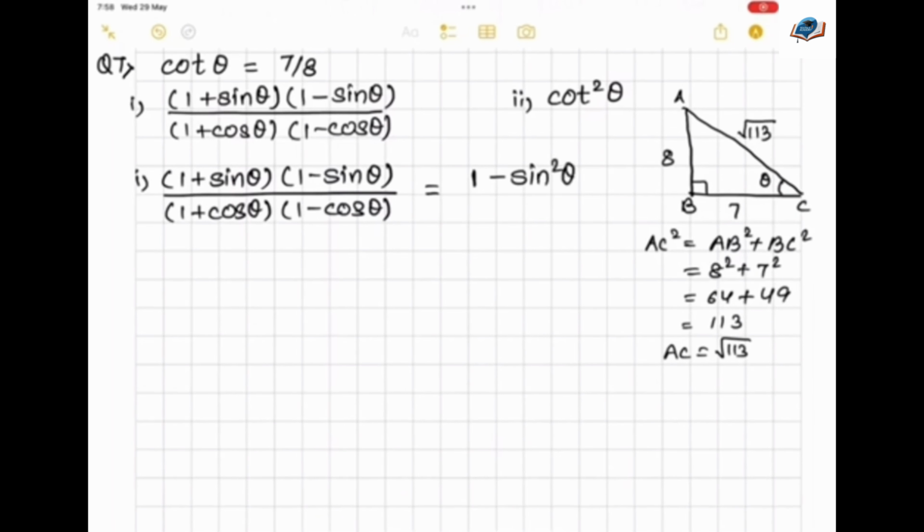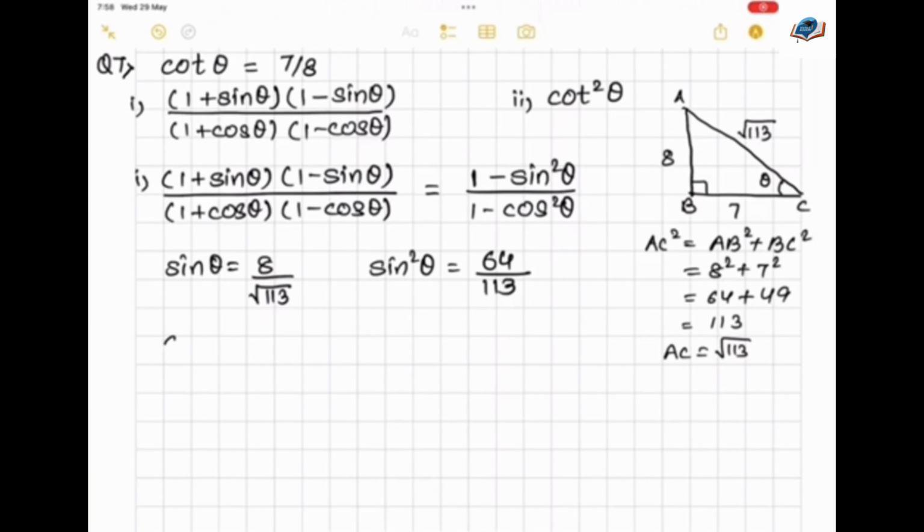So the first one will be equal to, so A minus B whole square formula I have used, so 1 minus sine square upon 1 minus cos square theta. Now I need sine theta's value and cos theta's value. So sine theta will be 8 upon root 113 and sine square theta will be 64 by 113 and cos theta equal to 7 by root 113. So cos square theta will be 49 upon 113.